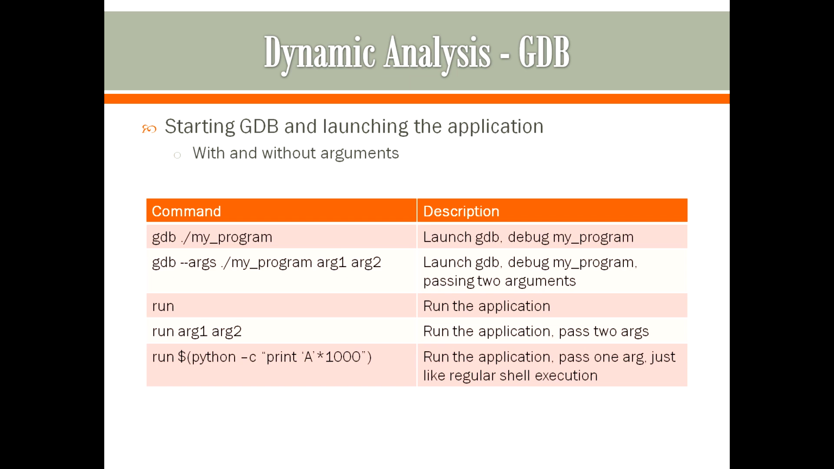You can simply run GDB against your program as GDB followed by your program name. You can provide arguments on the command line as shown. To run the application, you use the run command, of course. If you don't provide the arguments on the command line, you can provide them with the run command. You can also execute commands as if you were in a regular shell by using the $ sign and enclosing your shell command in parentheses.